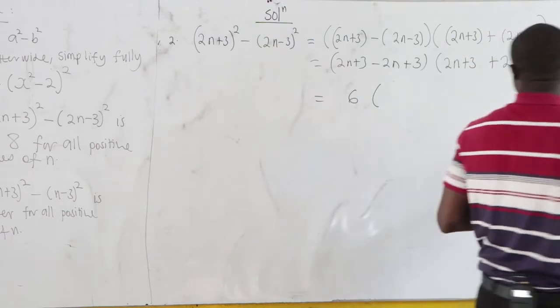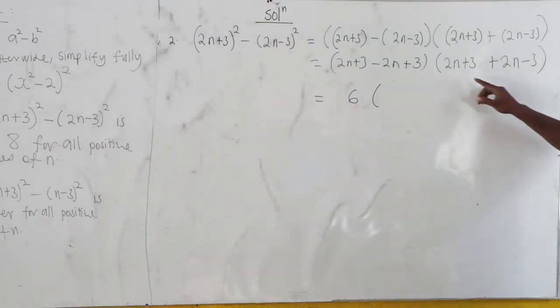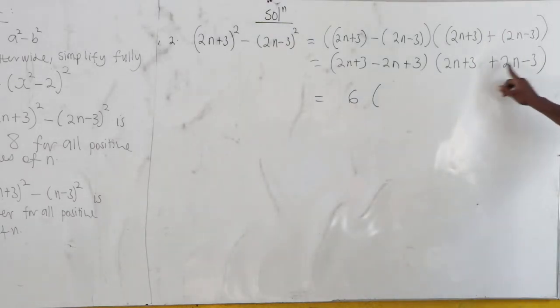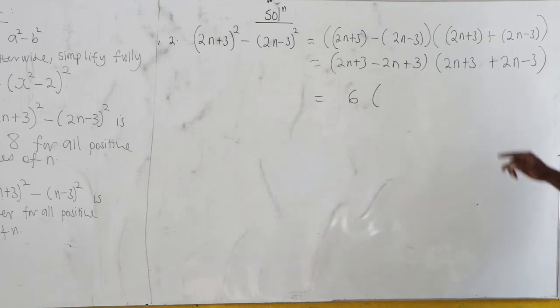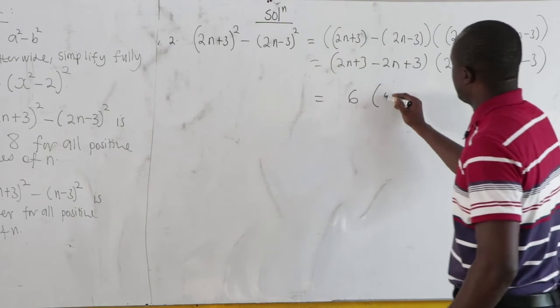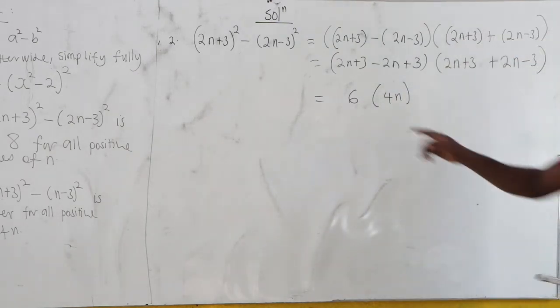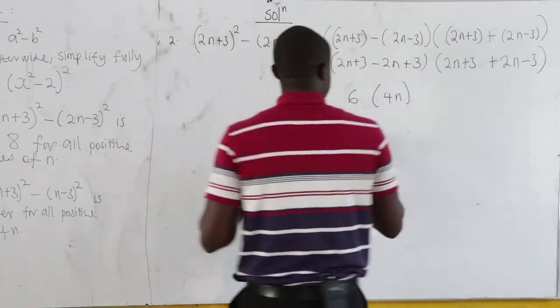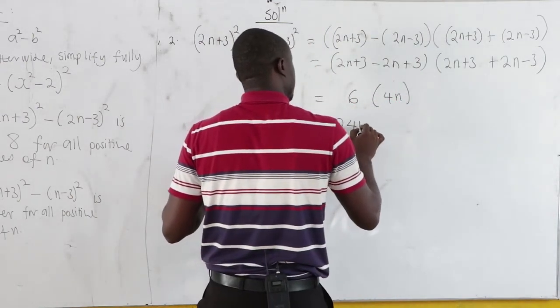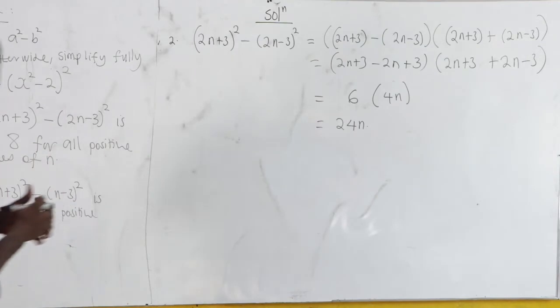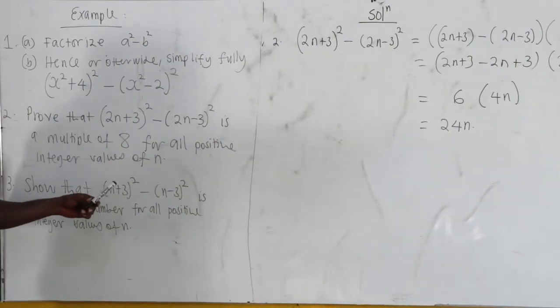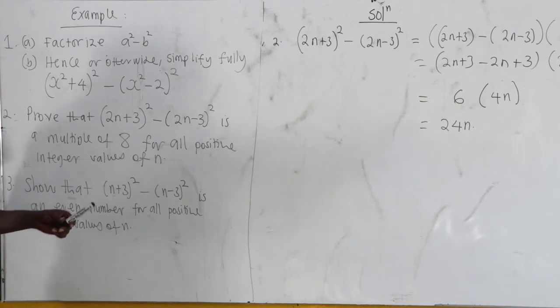Now, let's see over here. From here, we can see that this 3 and that 3 will go away. 2n plus 2n, that is 4n. Now, what is 6 times 4n? That is 24n. Now, the question says that we should show that it's a multiple of 8. That is 8 times something. Multiples of 8, 8 times something.